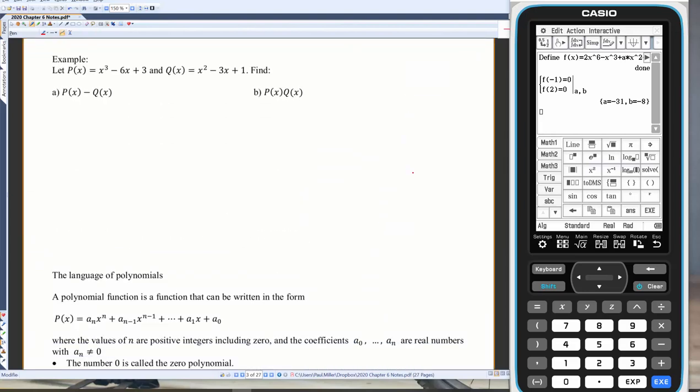Hey, when you've got functions, you can do all sorts of things, and next year we make crazy functions by subtracting them, adding them, multiplying them, dividing them. We can do all sorts of things. So this one says, can you remove q of x from p of x? So yeah, we can. So we're going to say that p of x is this, x cubed take 6x plus 3, and we're going to take away x squared, take 3x plus 1.